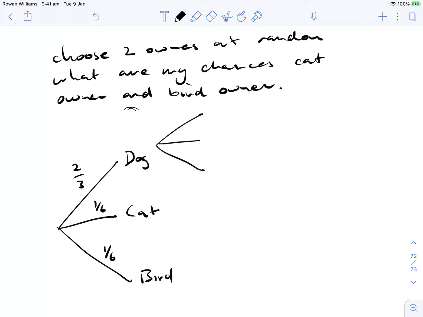And what's happening here is once I've picked a person, it's not like they've disappeared from my people who I can pick. I could pick the same person twice and get the same dog owner twice. So it's not going to change our odds here. The next time that we do it, we're going to have exactly the same odds again. So once again, 2/3 dog, 1/6 cat, 1/6 bird. I'll cheat a little bit here.